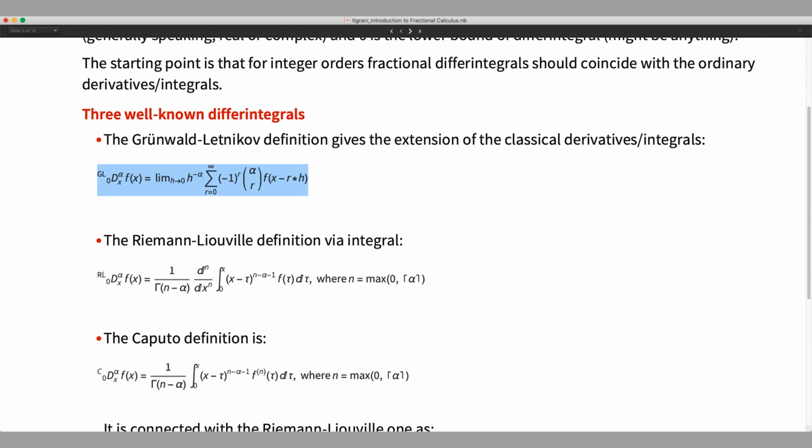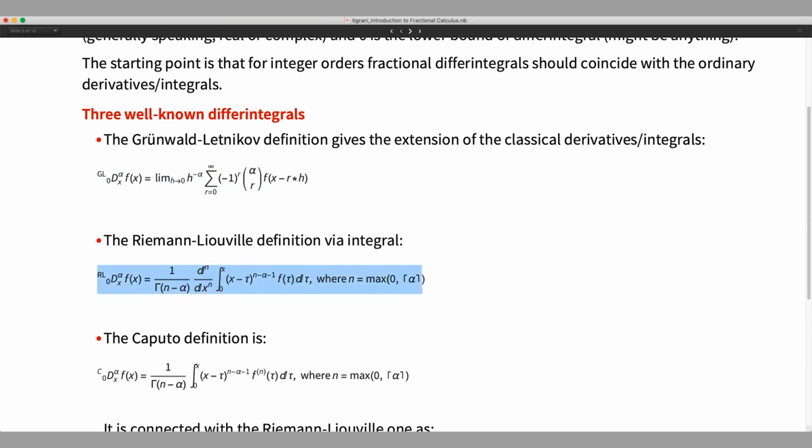For them, we are using the next one that is called the Riemann-Liouville differintegral. It's written here. And this is, in two words, like a derivative of an integral containing the function that we're differentiating or integrating, multiplied by some power function. And here we see the zero, the lower bound. It can be anything, in fact. For simplicity, we are using zero.